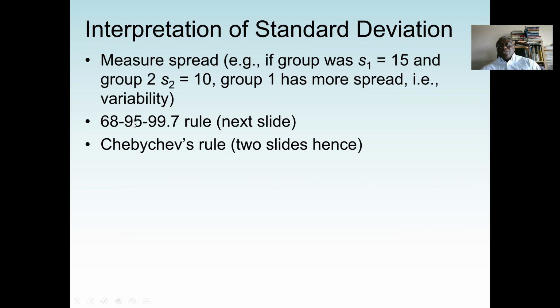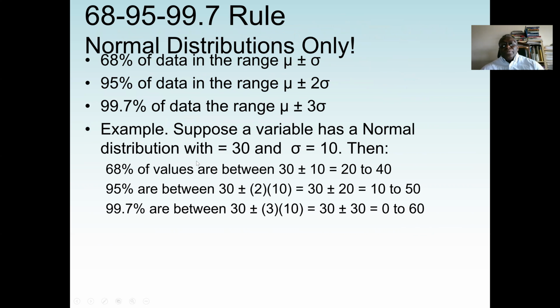The concept here is that 1 standard deviation is 68%, 2 standard deviations 95%, 3 standard deviations 99.7%, describing how data is distributed. And we use the concept of Chebyshev's Rule. So here we say that for normal distributions, 68% of the data is always in the range of mean plus or minus 1 standard deviation. 95% of data is in the range of mean plus or minus 2 standard deviations. And 99.7% of data is in the range of mean plus or minus 3 standard deviations.